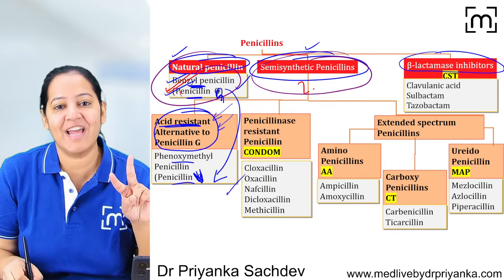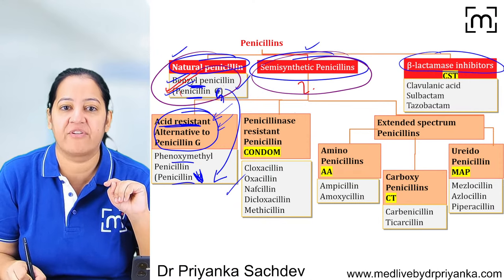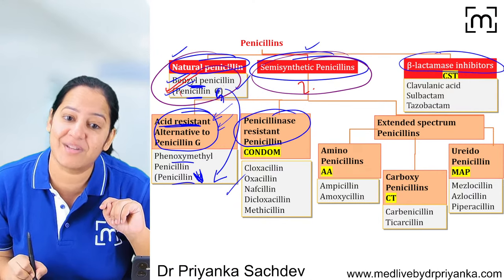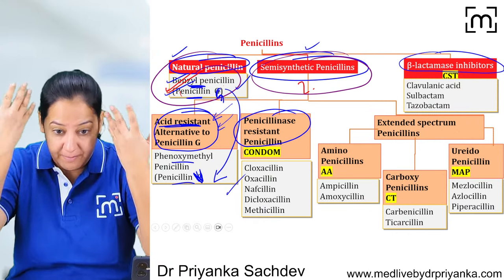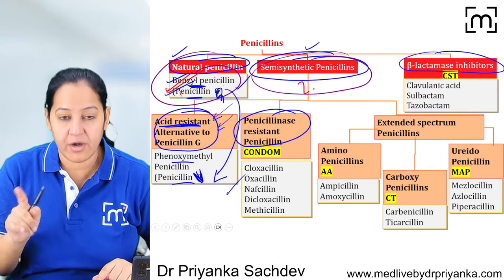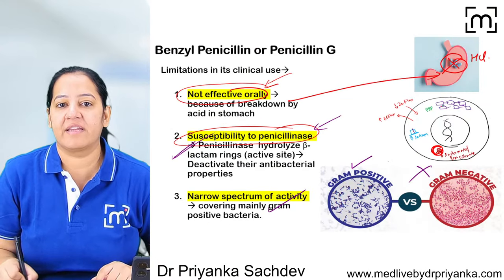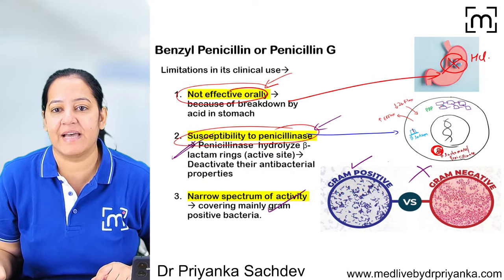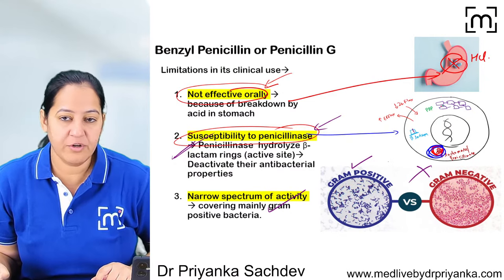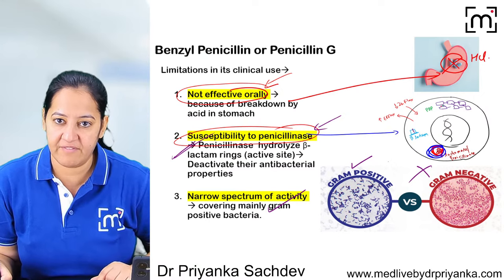The second type of artificial penicillins we have created is penicillinase resistant. I call them the ones with a cover, the veiled ones. Because one of the shortcomings was they were killed by the penicillinase enzyme. Penicillinase enzyme was already present, so we do not want it to be degraded. So we have given a cover.